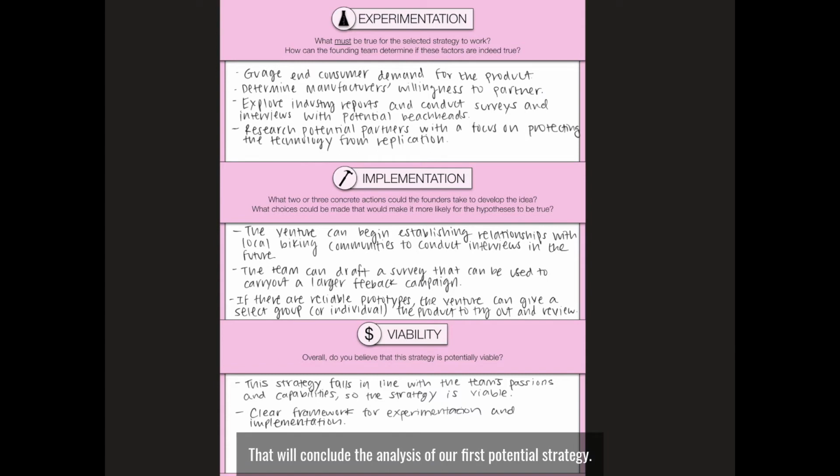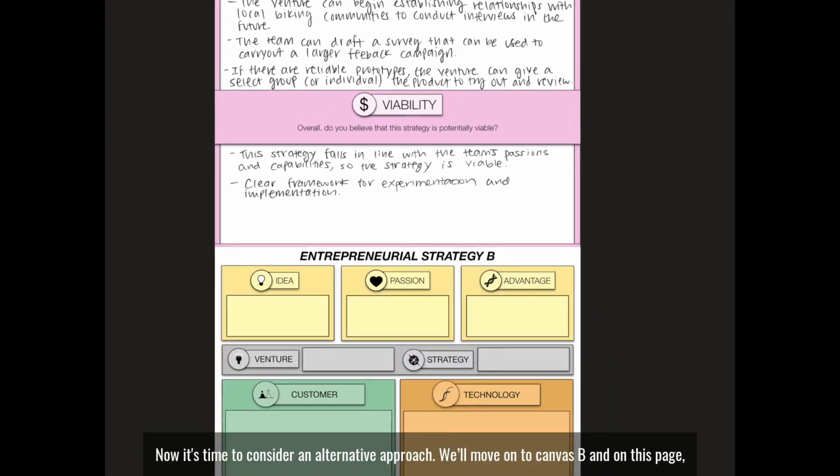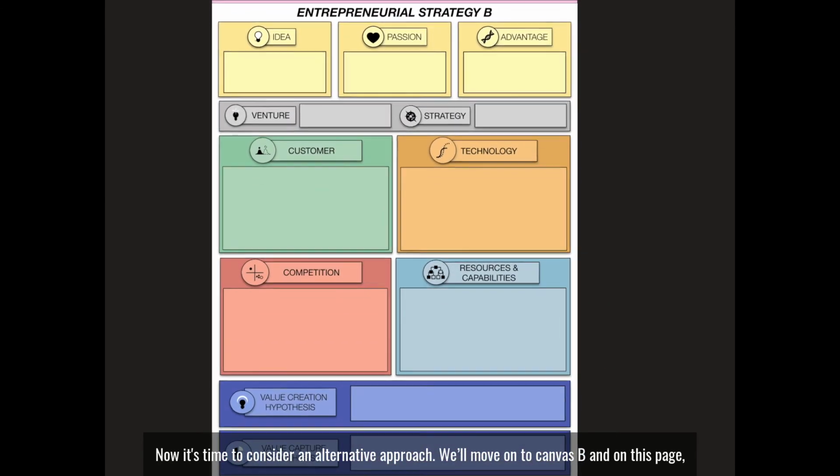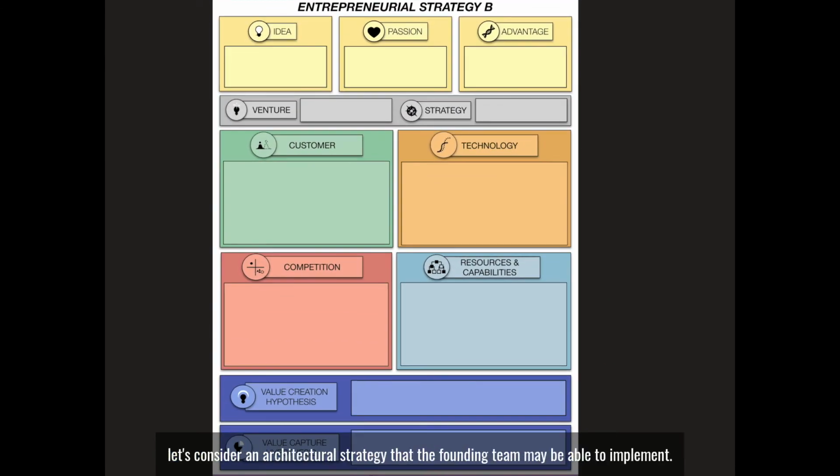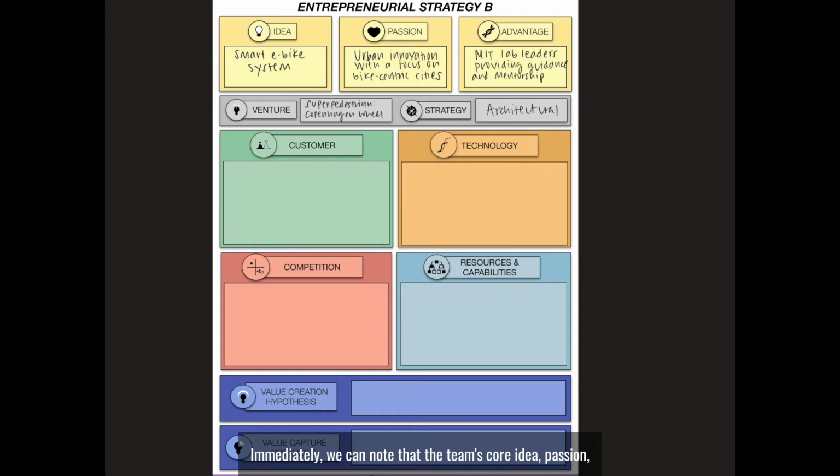So that'll conclude the analysis of our first potential strategy. And now it's time to consider an alternative approach. We'll move on to Canvas B. And on this page, let's consider an architectural strategy that the founding team may be able to implement. Immediately, we can note that the team's core idea, passion, and unfair advantage will remain free from specific strategies. So they will be the same as what we've noted under the IP strategy. It's our choices and hypotheses that will change.